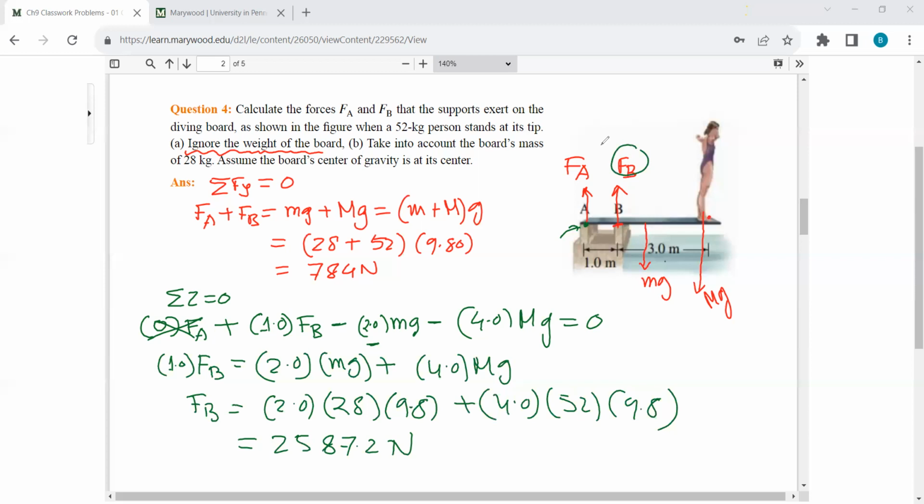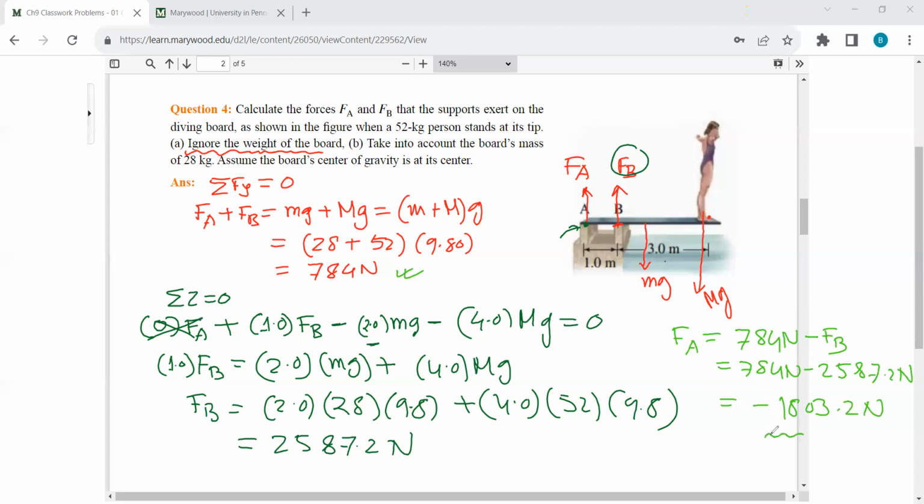So similar to the last problem, we substitute the value of FB here, and we get something like this: 784 Newton minus FB. So 784 Newton minus FB is 2587.2 Newton. So what we get is negative 1803.2 Newton.